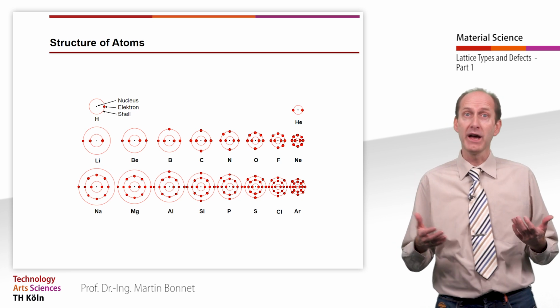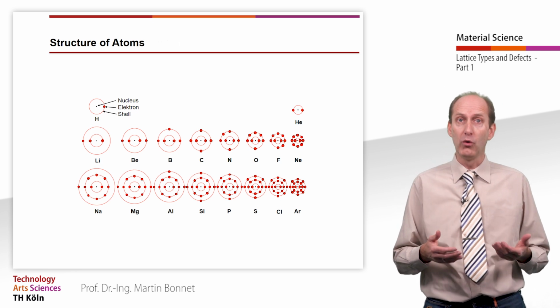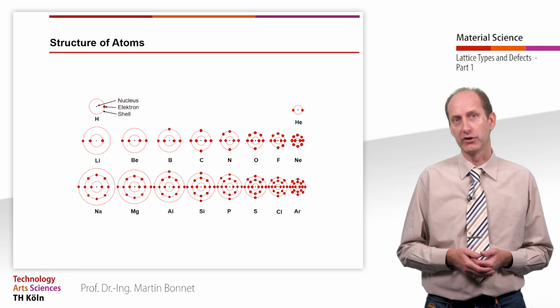All atoms that have the same number of electrons in neutral state belong to one chemical element. There are more than 100 different chemical elements, which means elements with more or less electrons and protons.